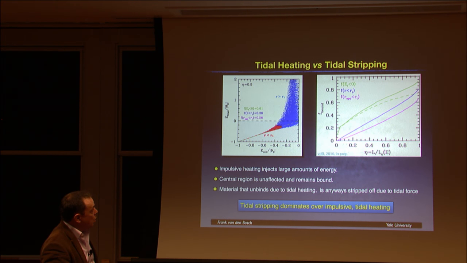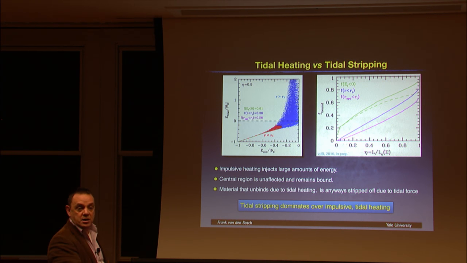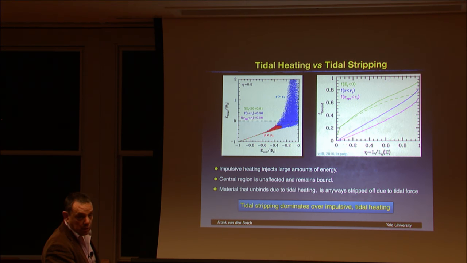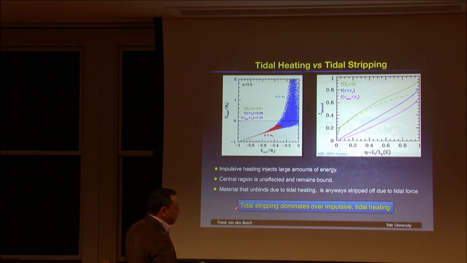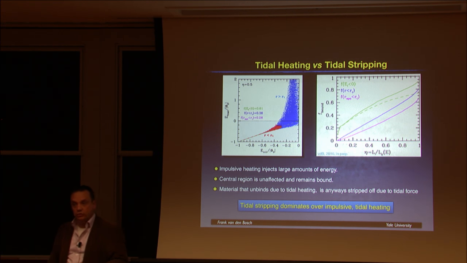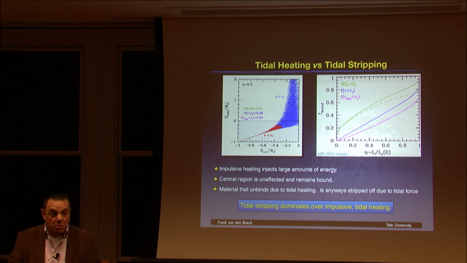But you can also ask what fraction gets stripped off or will remain bound just because the tides are outside of RT. That's the purple line. That lies way below. So you strip off way more particles just because of the tide than because of the tidal heating. Okay, and if you take into account that it's actually the pericenter thing, then it's even lower. So the upshot is tidal stripping completely dominates over impulsive tidal heating, and tidal heating doesn't do much.